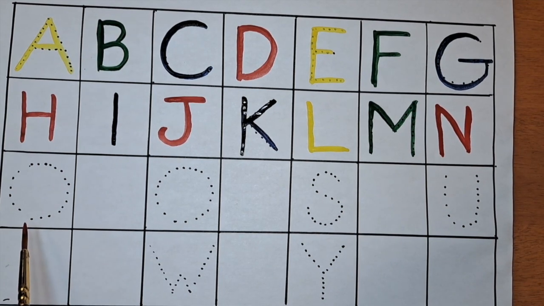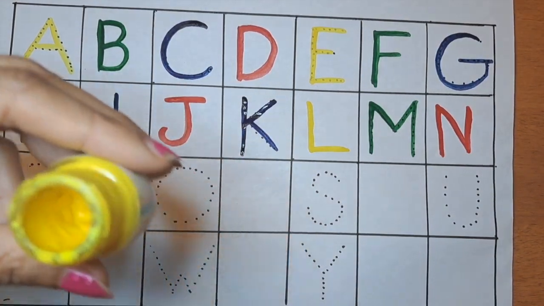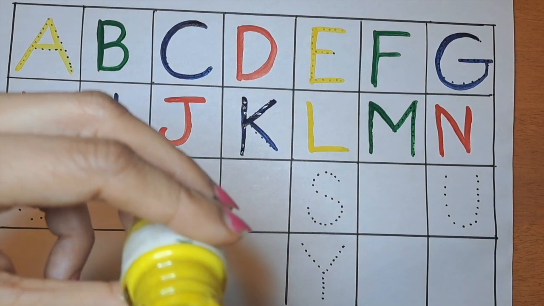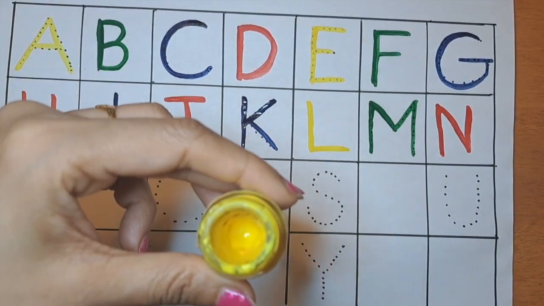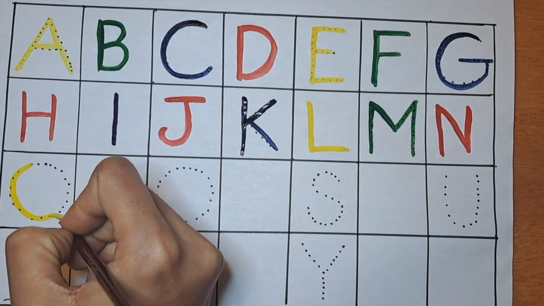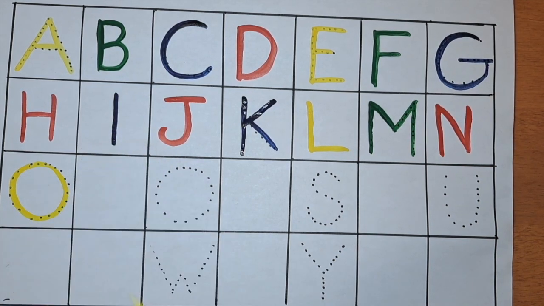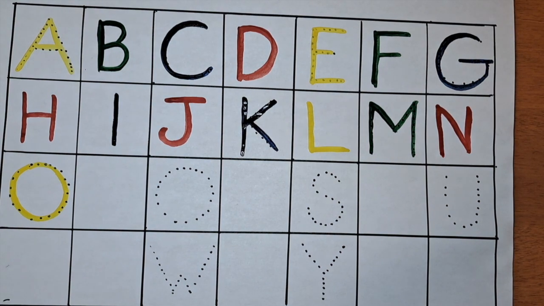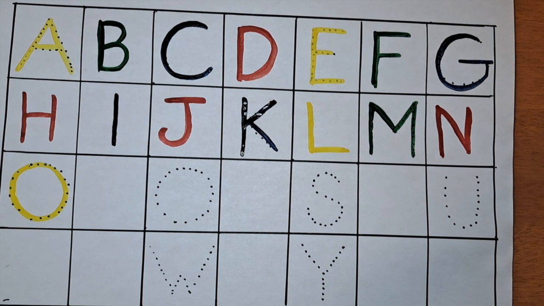What is the next letter? It's O. Can we color this O with the yellow shade? Let's do it. Let's color this O with the yellow color. O for orange. O for orange.